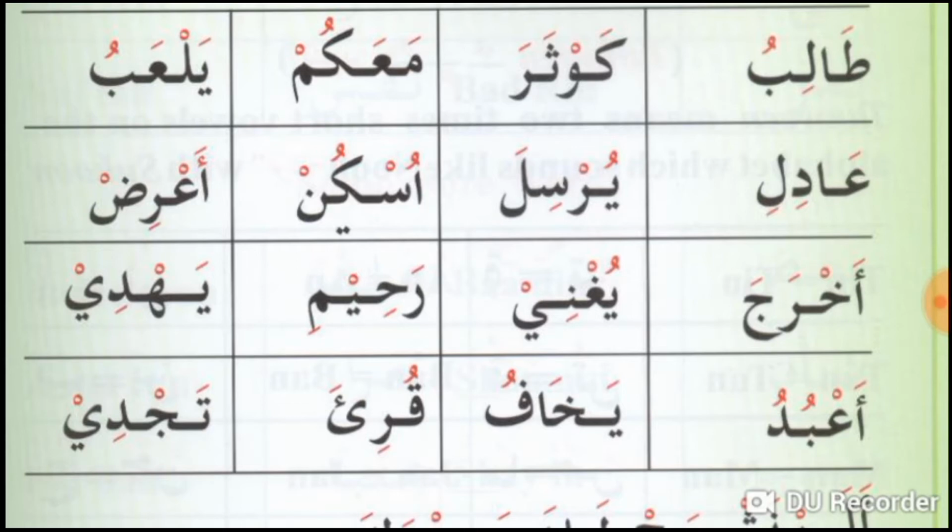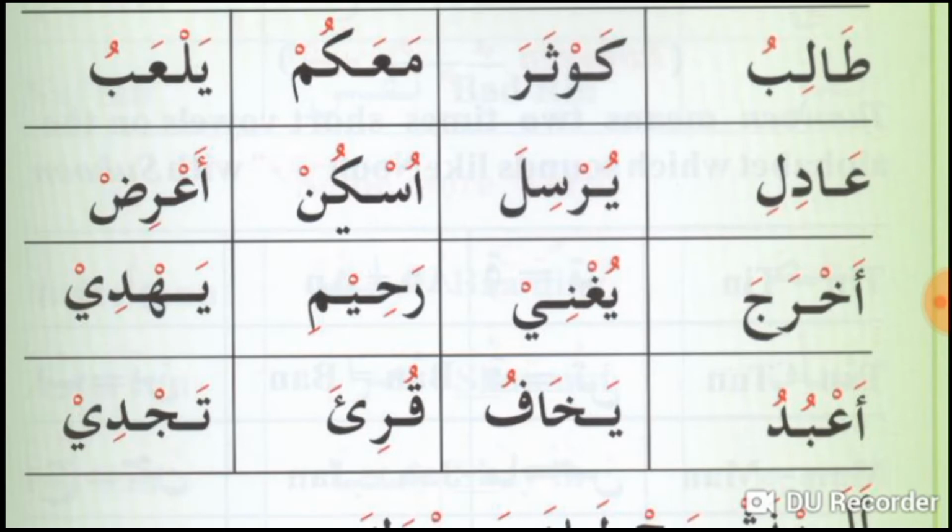Ra, Fatha, Ra, Jim, Fatha, Ja. Correct. So it's Akh, Ra, Ja. Correct. Raja. Alif Hamza Fata Ain Sukoon Ah. Correct. Ba Dama Bu Dal Dama Du. Abu Du. Abu Du. Correct.